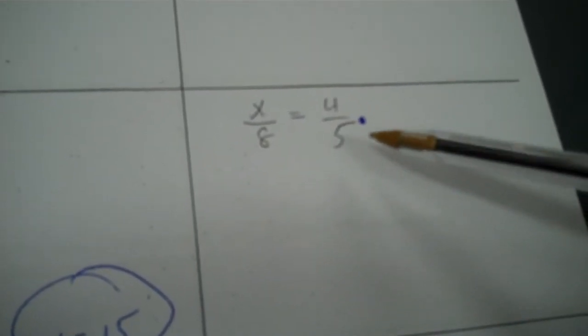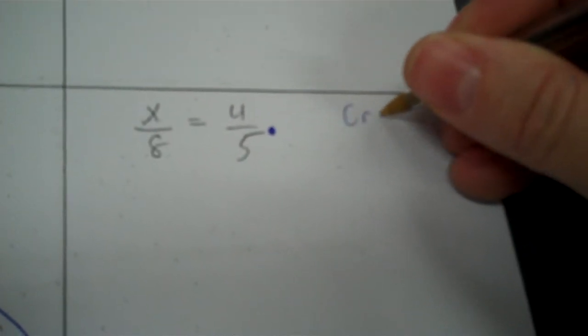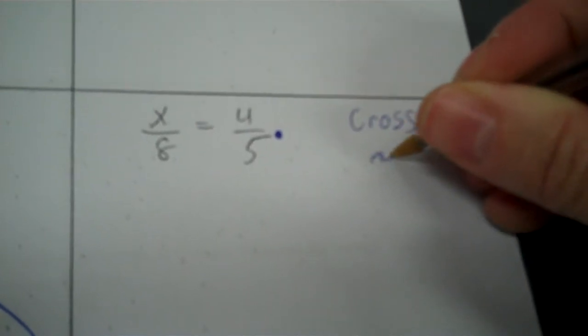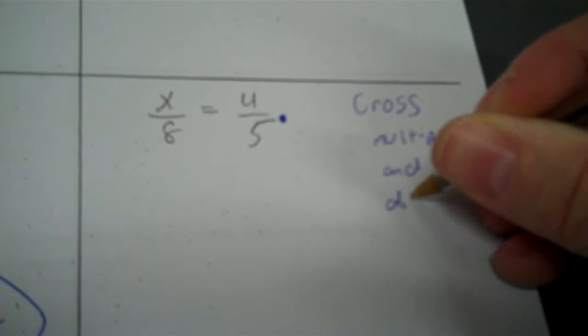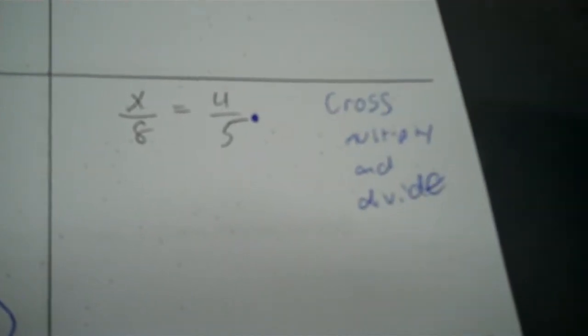Okay, so if you look at the multiplication chart and you don't see 8 in the row of 5, you're gonna have to do what's called cross multiply and divide. Okay. Now here's how we do cross multiply and divide.